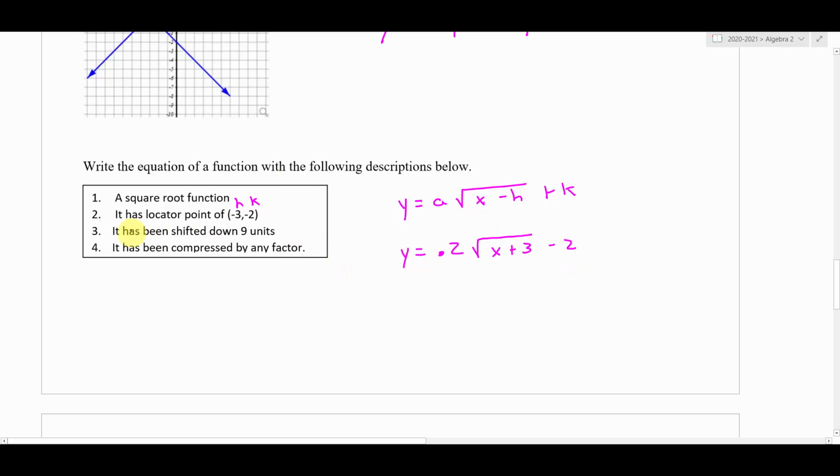Now you probably notice there's an extra clue here. Number 3 says it's been shifted down by 9 units. Well, that was a mistake. I shouldn't have included it. I forgot to delete it, so just ignore that one, and hopefully that didn't confuse you too much. The horizontal and the vertical translation are taken care of here by the locator point, so that third clue was not necessary. So this is the equation that I'm looking for.